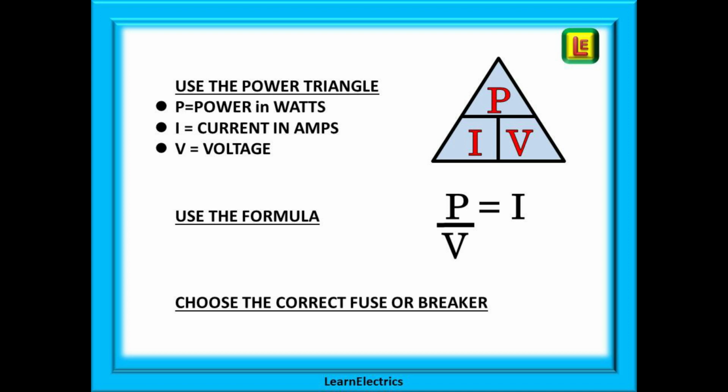A quick recap then. When using the power triangle, P is the power in watts, I is the current in amps, and V is the voltage in volts. The formula to calculate the current is P over V equals I, or P divided by V equals I. Once you've calculated the current, then all that is left to do is to choose the correct size fuse or breaker for correct function and safety.